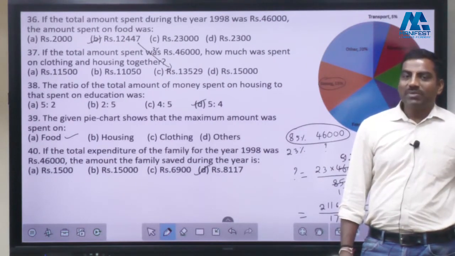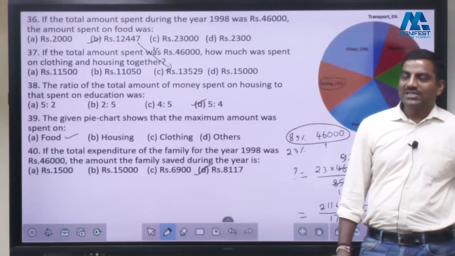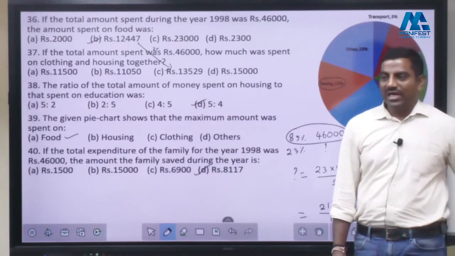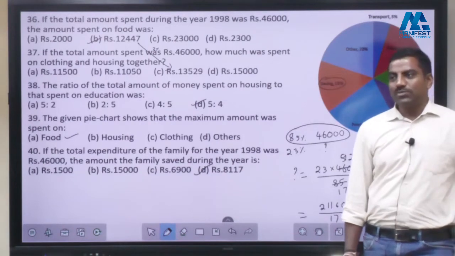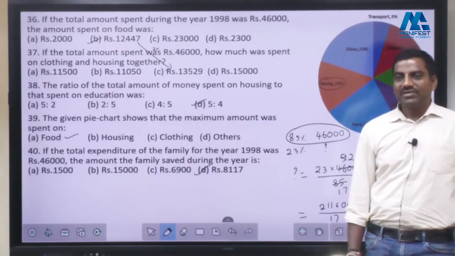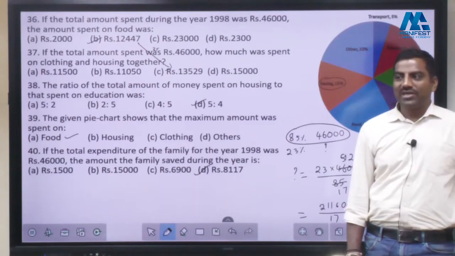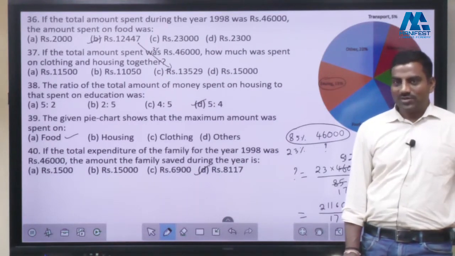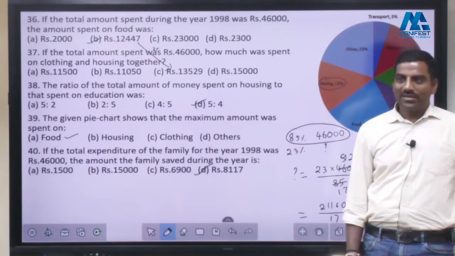See, 85% is nothing but 46,000. What is half of 85%? 42 and a half, right? But 46,000 is more than 42.5. So similarly, make half of 15, 7.5. Answer should be more than 7.5. That's it. So this jugaad system you have to make. Every time you can't spend this much time to calculate. Yes or no?